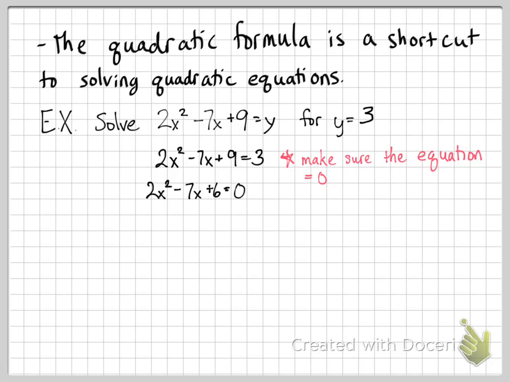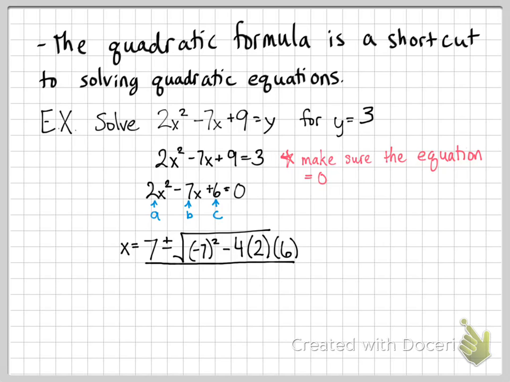Now let's think about that standard form of a quadratic, ax squared plus bx plus c. In this case, a is 2, b is negative 7, and c is 6. So my formula says x equals negative b, in this case the opposite of negative 7, so 7 plus or minus the square root of b squared, that's my negative 7 again, minus 4 times a, that's my 2, times c, that's my 6, all divided by 2 times a.